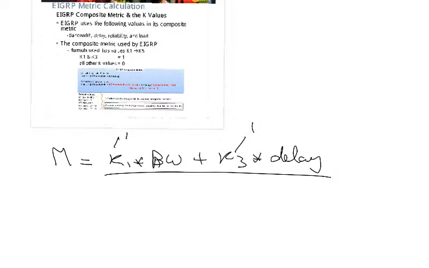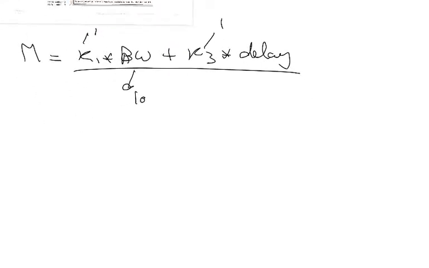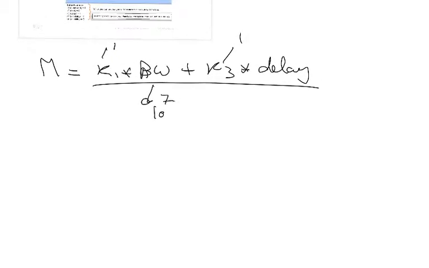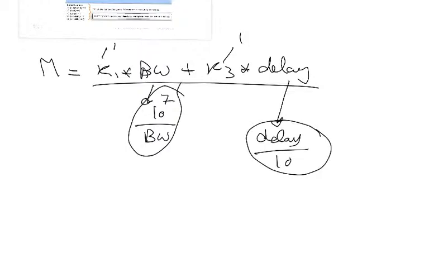So when we say bandwidth plus delay, we don't really mean bandwidth plus delay. As we will see in a minute, the bandwidth is calculated based on a reference bandwidth, which is 10 to the power 7, divided by the bandwidth. And delay will get calculated as delay divided by 10. Okay, so that's an inversely proportional relationship, and this is a directly proportional relationship.